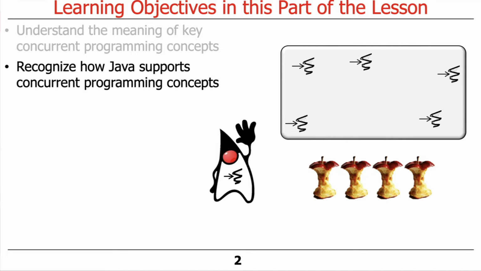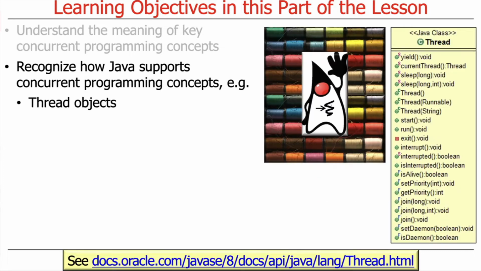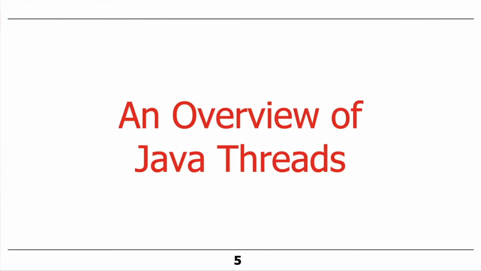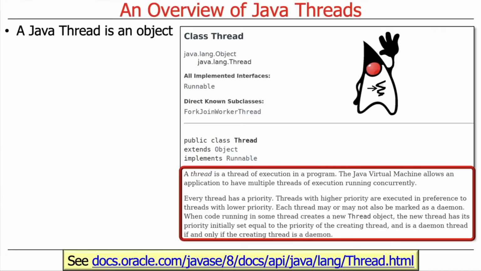So we'll talk about how Java supports concurrent programming, the concepts we talked about last time. We'll talk first about thread objects, including something called Project Loom, which is looming on the horizon. And then in the next section, part 2, we're going to talk about ways that threads interact in concurrent programs with Java. So what is a thread?